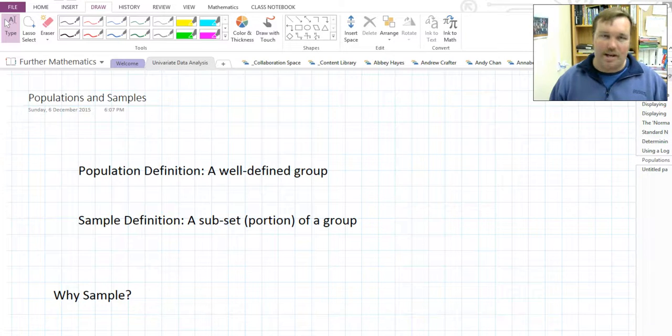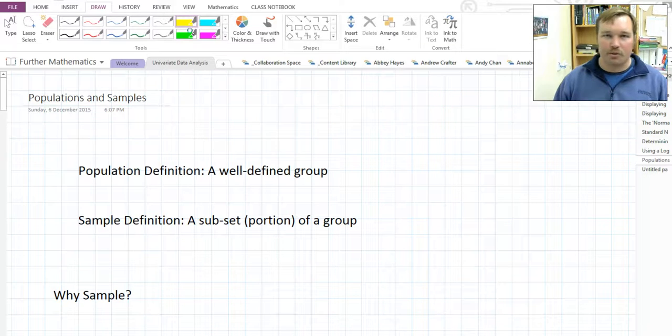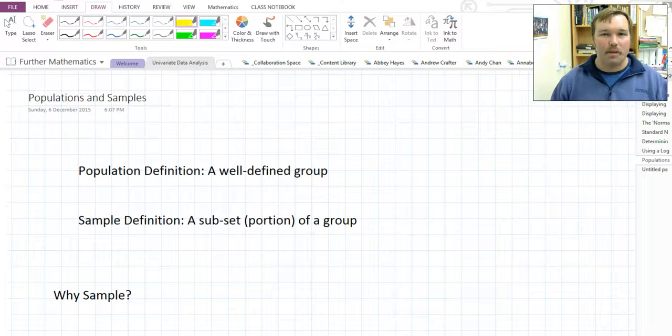This one we're just looking at populations and samples. Now, a population is any well-defined group. So you could define your population as the year 11 students in this school. You could define your population as the year 11 students in Melbourne, as the year 11 students in Australia, as all students in the world.